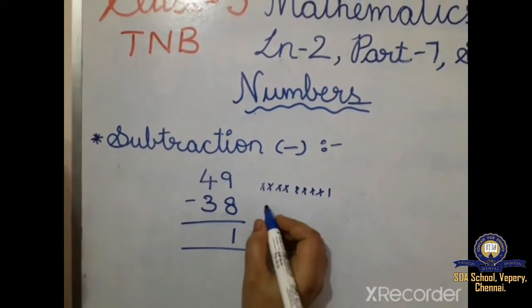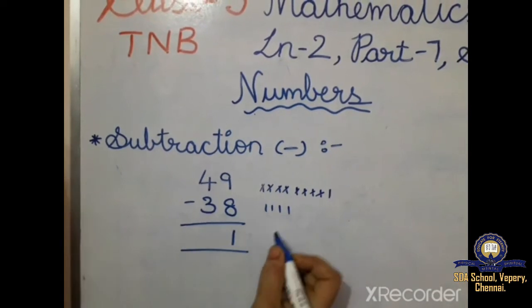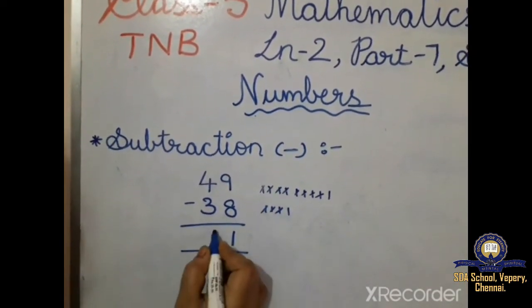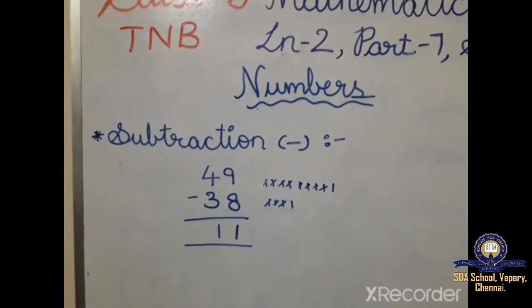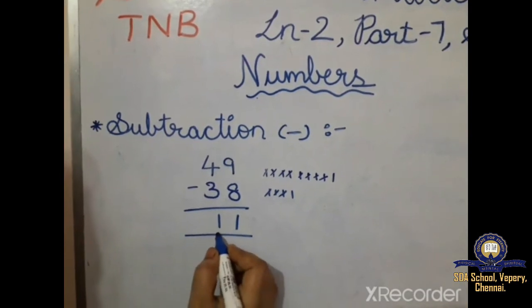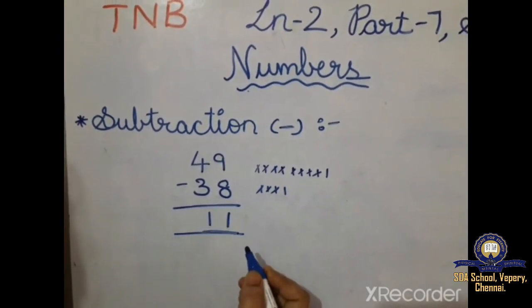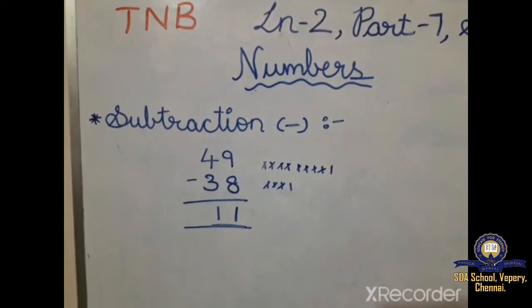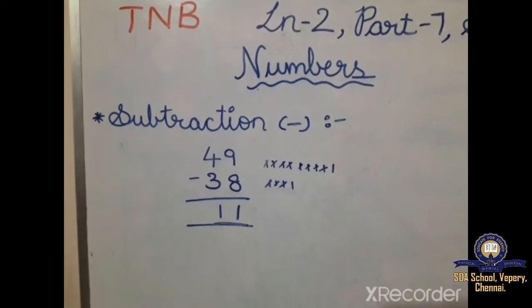Now 4 minus 3: take away 3 from 4. The answer is 1. Right? So 49 minus 38, the answer is 11. Did you all understand this one? Yes. And what is the next one we learned?